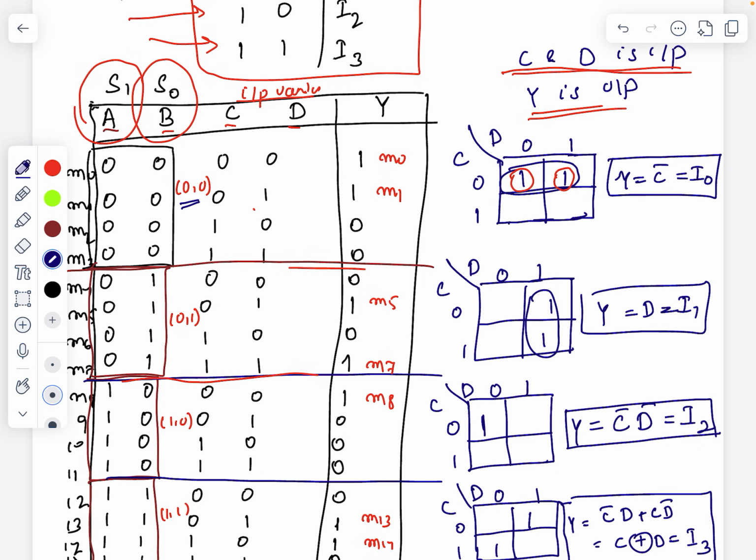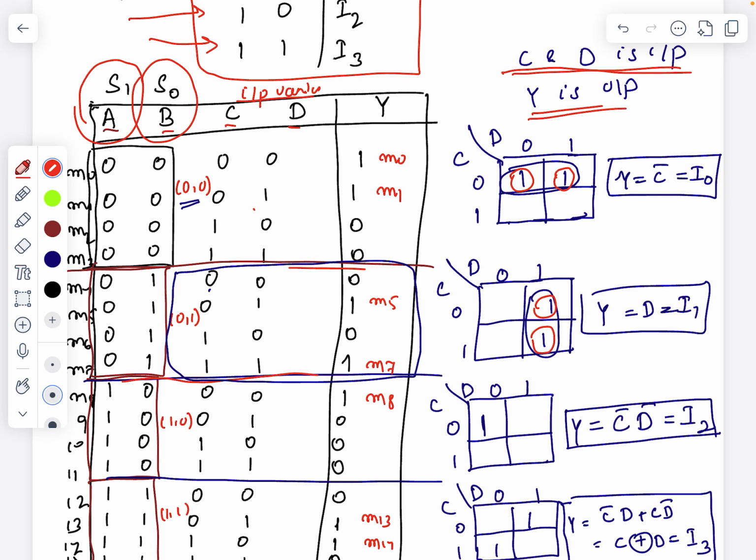Again taking C and D as the two input variables, and Y as the output, I take this table and make the K map. For 0 1 I'm getting 1 here. For 1 1 I'm getting 1 here. So I write 1 1 there and go for pairing. I got Y equal to D, which is nothing but I1.